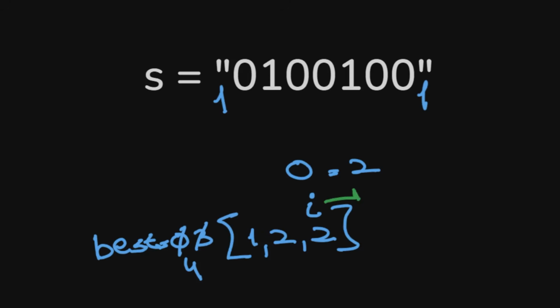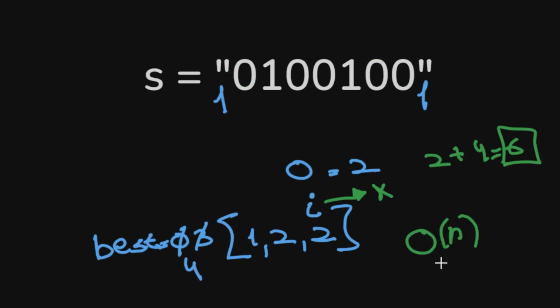Now we move the I pointer and we are out of bounds, so the final result is the initial number of ones, 2, plus the maximum number of zeros surrounding a block with ones, 4. 2 plus 4 is equal to 6. Time and space complexity for this will be big O of n. So with this in mind, now let's go with the code.